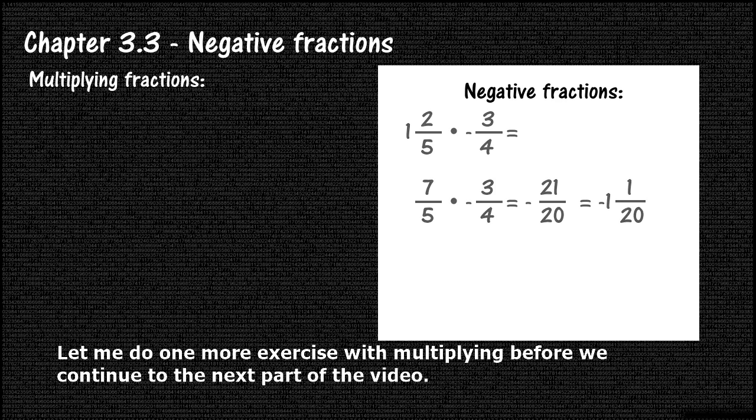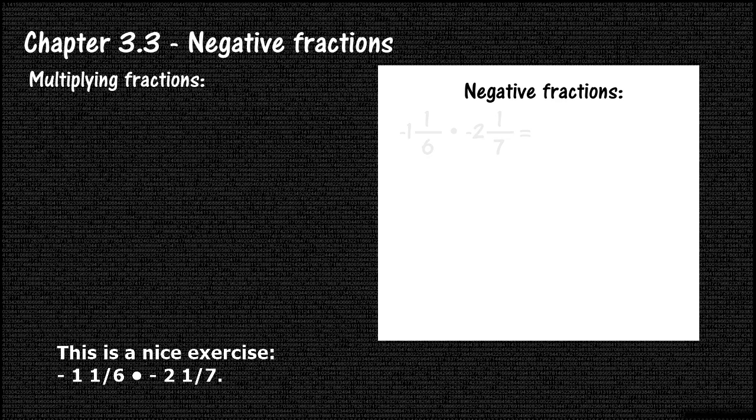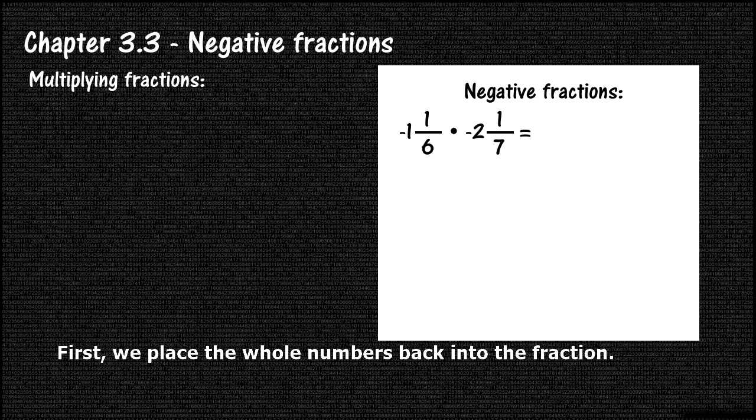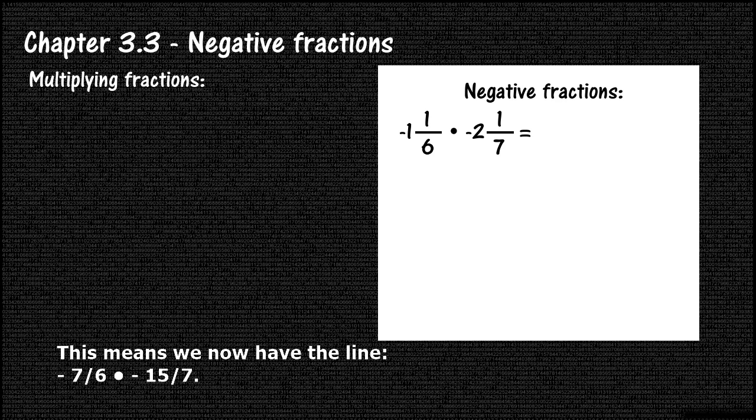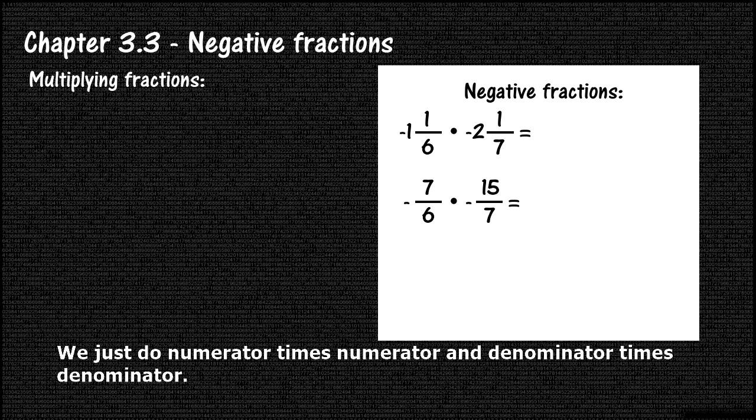Let me do one more exercise with multiplying before we continue on to the next part of the video. This is a nice exercise. Minus 1 1/6 times minus 2 1/7. First we place the whole numbers back into the fraction. This means we now have the line minus 7 over 6 times minus 15 over 7. With multiplying fractions, we don't have to worry about the denominators not being the same. We just do numerator times numerator and denominator times denominator.